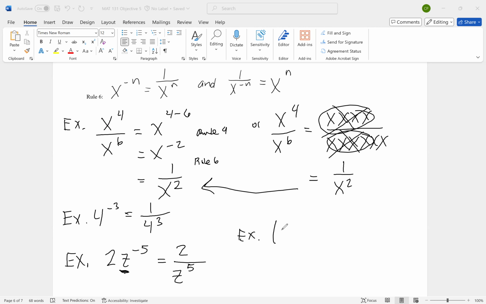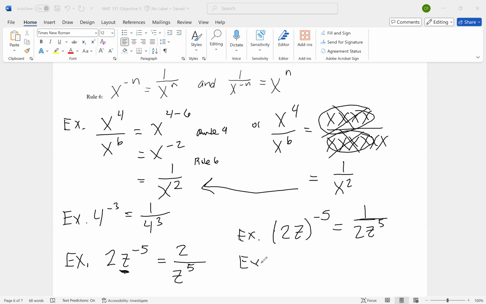Now, if the problem tells us by putting it in parentheses that the 2 and the z are to the negative 5th power, then and only then would the answer be 1 over 2z to the 5th power. Okay, so the same way with the exponent of 0 for rule number 5, we want to make sure we understand what the exponent actually belongs to, okay?